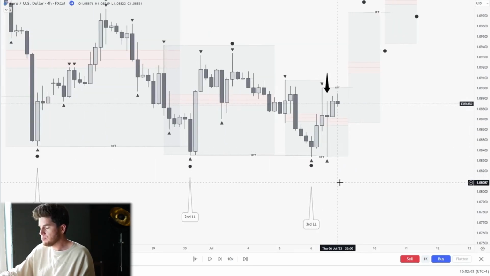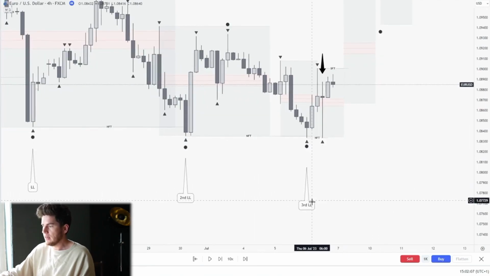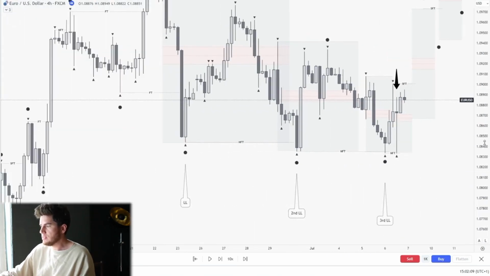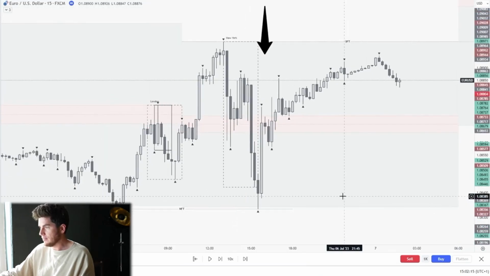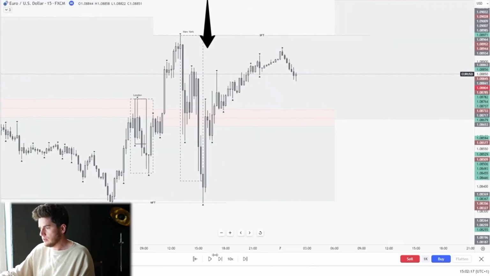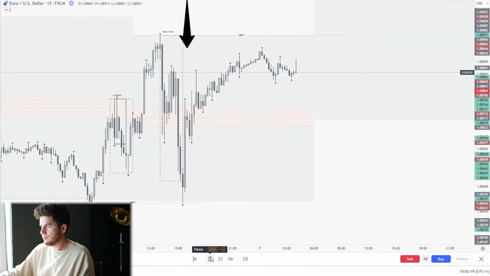We're looking for buys, but we're looking for buys in discount. You can see there's wicks and closes in premium. But again, because momentum's to the downside, it's bearish, we can look for sells in premium. So let's go and have a look at the 15 minute. Do we get anything set up? Let's just play this forward.